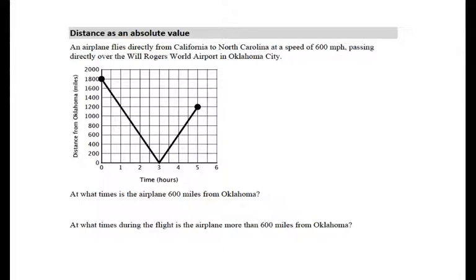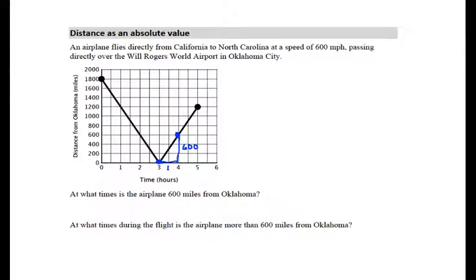A very common application of absolute value is distance, since we don't tend to describe ourselves as being a negative distance from something. In this example, we have an airplane flying directly from California to North Carolina, and it's going to fly directly over this Oklahoma City airport. The speed is 600 miles per hour, and we can see that reflected in the slope of the positive slope side of this V graph. We can see that this would be a run of 1 and a rise of 600.